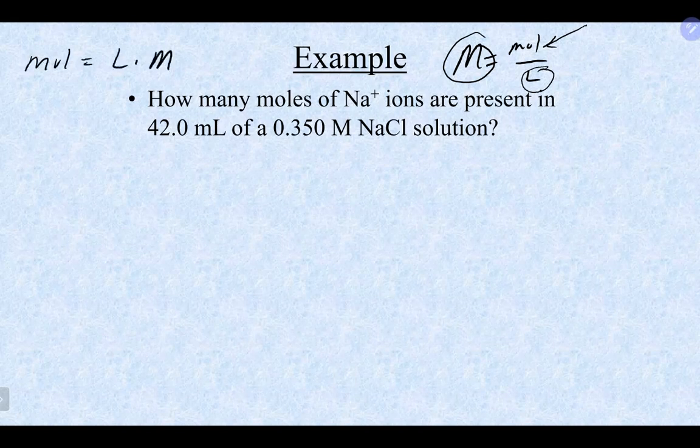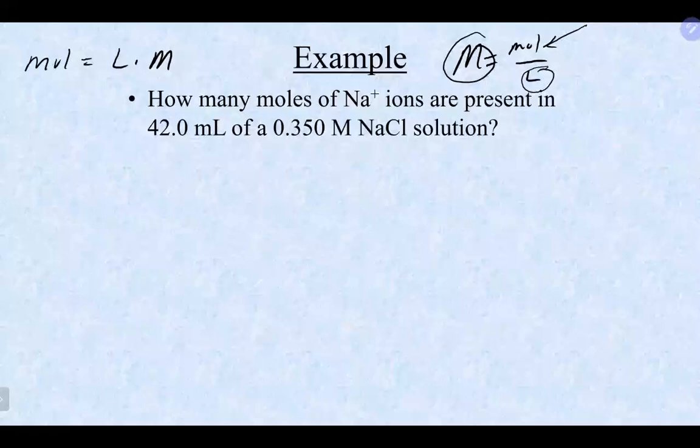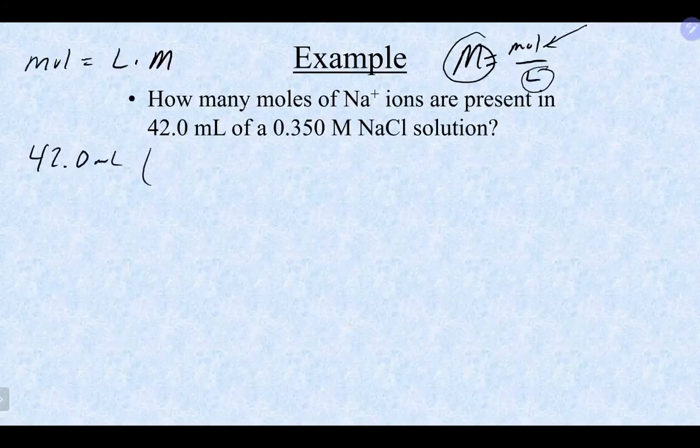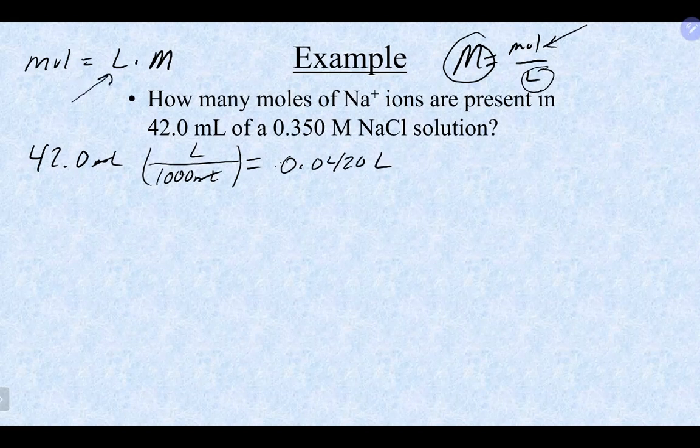So we do need to do a couple conversions here. We can start with our volume, and again, very common conversion: there are 1,000 milliliters in a liter. The milliliters here will cancel. That's going to give us 0.0420 liters. Just to be safe, if you're using molarity and a volume, always make sure it's in liters, all right? Because otherwise you will probably be off.